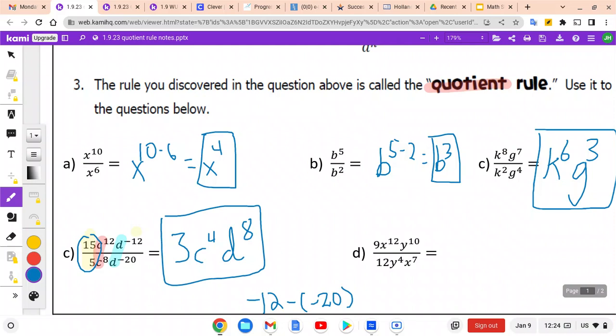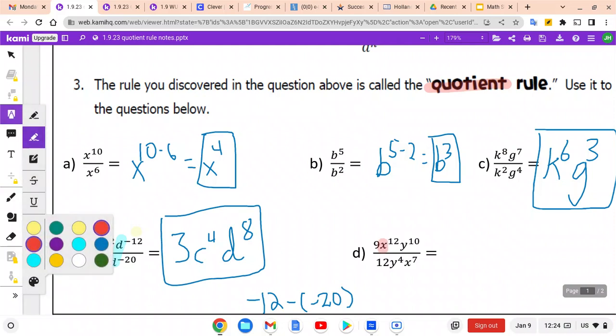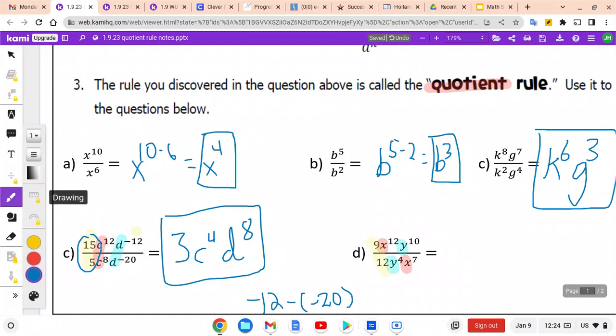All right, on the last example, let's look at the x's. Notice how things are not necessarily in order. You are expected to keep track. And then there's also some coefficients. All right, so let's do the x's first. 12 minus 7 is 5 for the x. For the y, 10 minus 4 is 6.